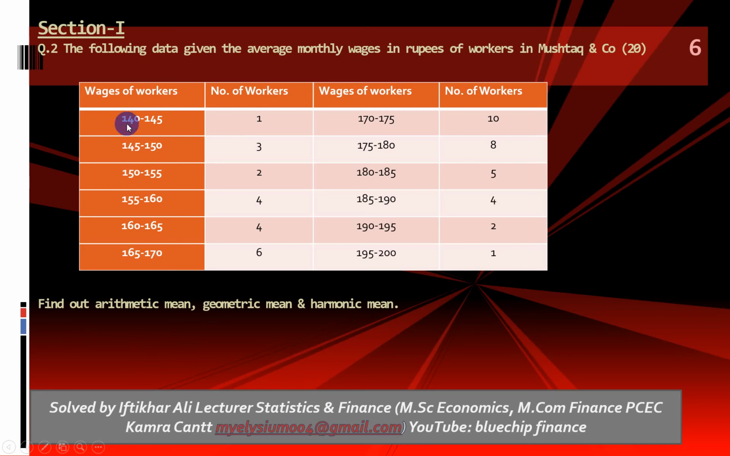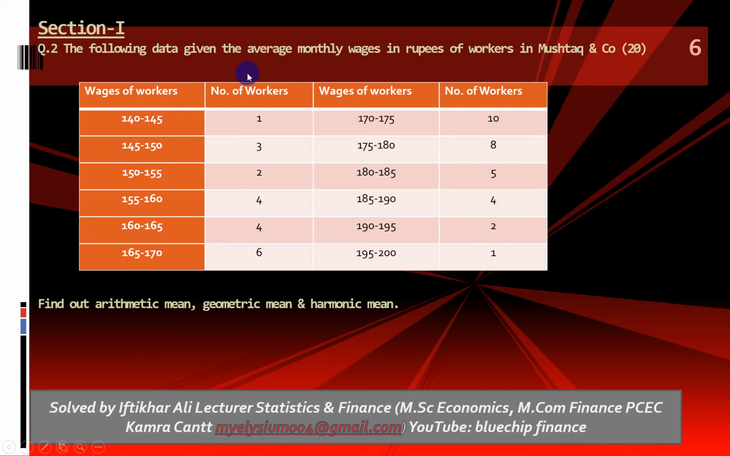Data is given here, wages of workers, their slabs are given here, 140 to 145, 145 to 150 and so on. There is no need to calculate the class boundaries because these indicated values are same, as you are seeing here. If these indicated values are same, then you do not need to calculate the class boundaries.